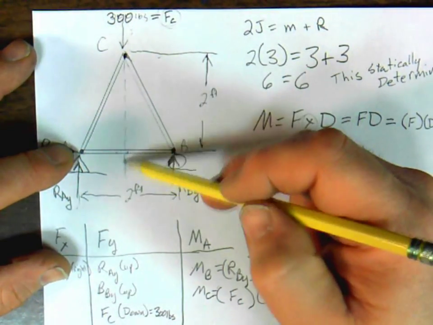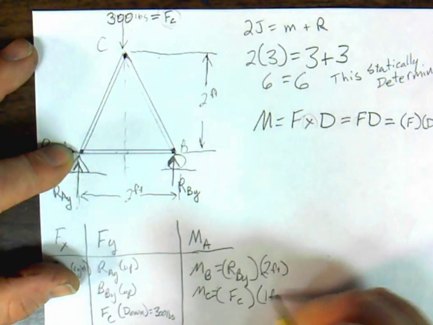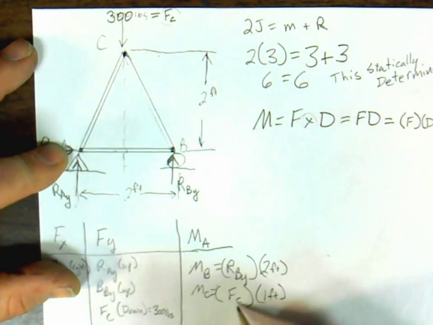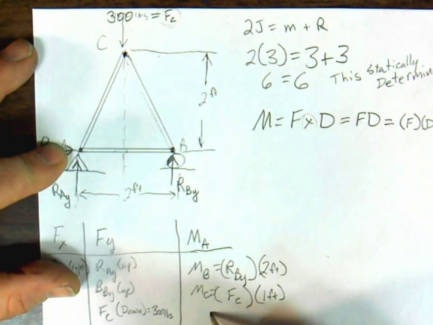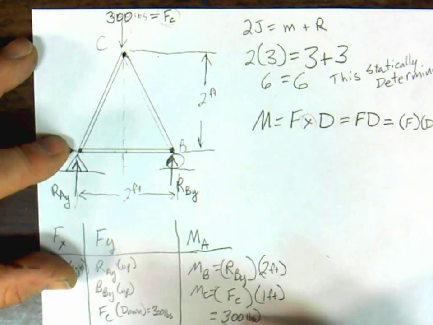So we could write it here using variables: the force at C times 1 foot. But we know that the force at C actually equals 300 pounds, so let's go ahead and replace that. 300 pounds times 1 foot is our moment around C.